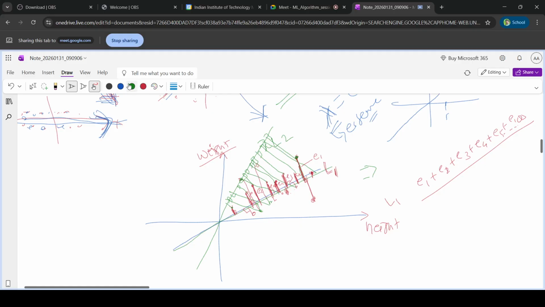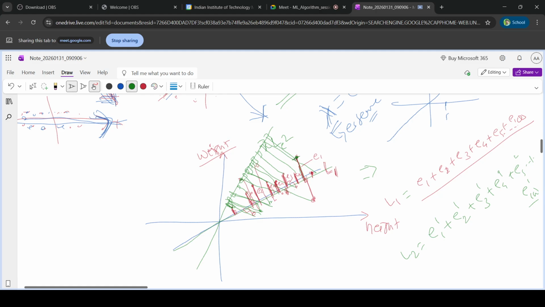For L2, because L2 also has these projection lines, you do the same for L2: E1 dash, E2 dash, E3 dash, E4 dash, E5 dash, and so on till E100 dash. So you are calculating all the errors here, the L1 errors and the L2 errors, and you are trying to get the one with the minimum error.